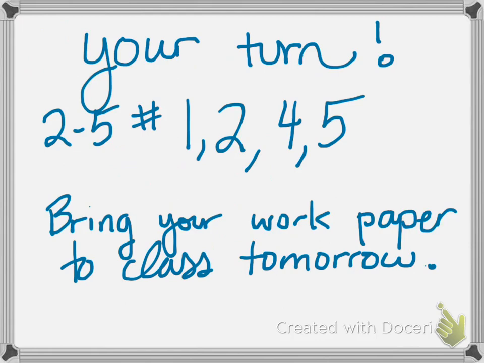Okay, now it's your turn. In 2-5, I would like you to do number 1, number 2, number 4, and number 5. Write the answer to the question in the Google form, but then I want you to bring your work paper to class tomorrow. So do this on paper, and then in the Google form, just tell me the answer. So just write for number 1, W equals the number, whatever it is. I don't want to give you the answer. Okay? So bring your work paper tomorrow and do submit the answer in the Google form.